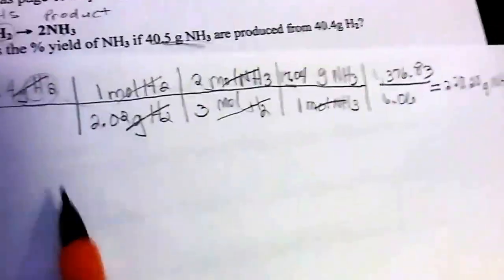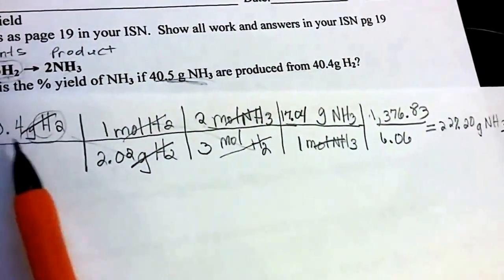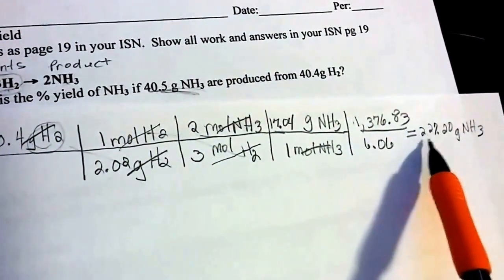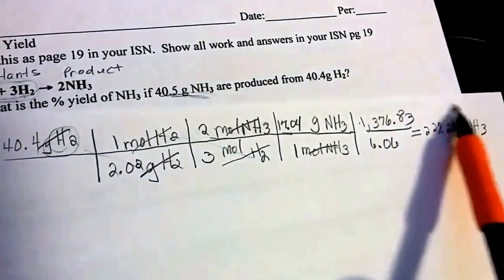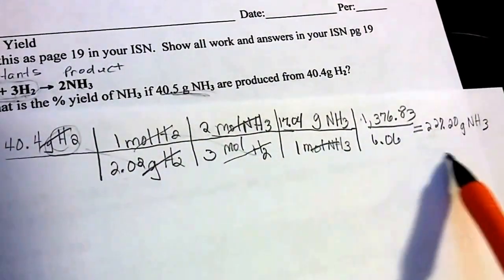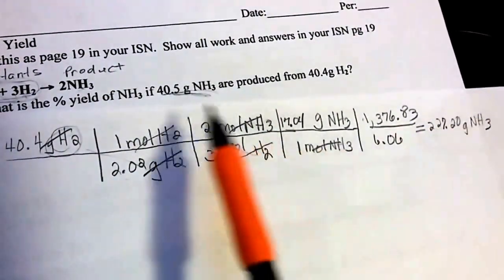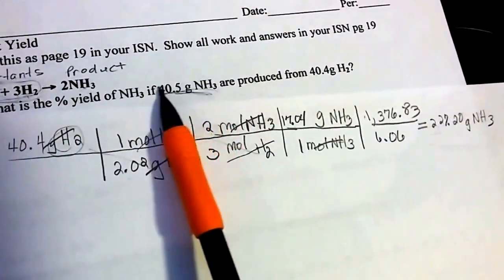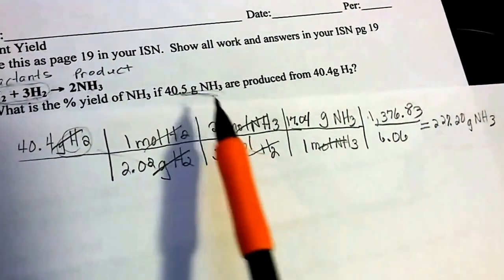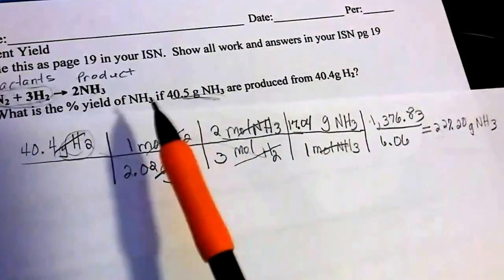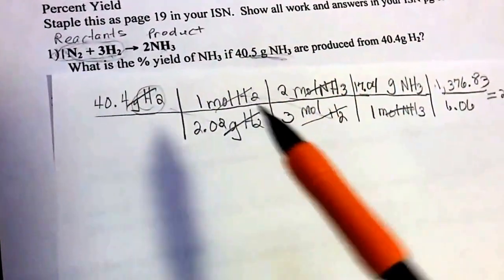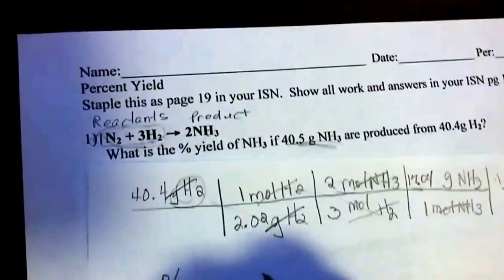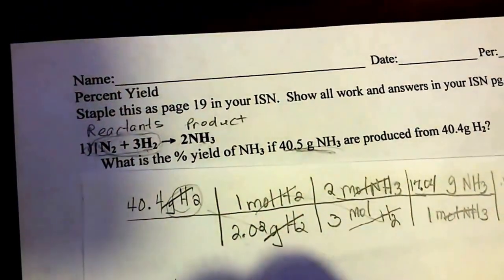Okay, so what this is telling us is that if we started using 40.4 grams of hydrogen, theoretically or technically, this is how much ammonia we should get at the end of the reaction. But what this is telling us is that when we did it, this is how much we got. So as you can see, we didn't get the amount we should have gotten. We got significantly less.